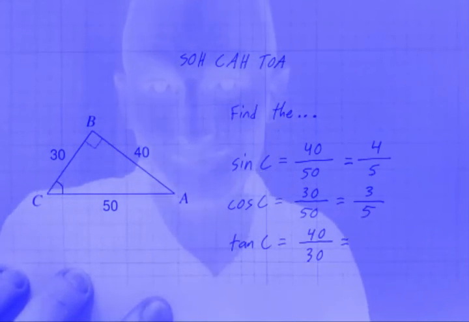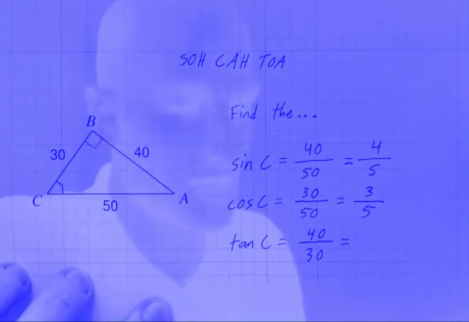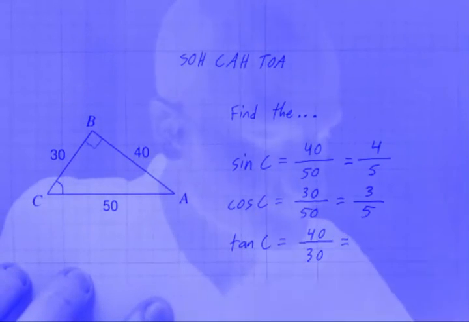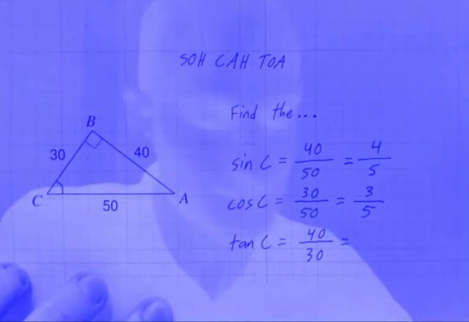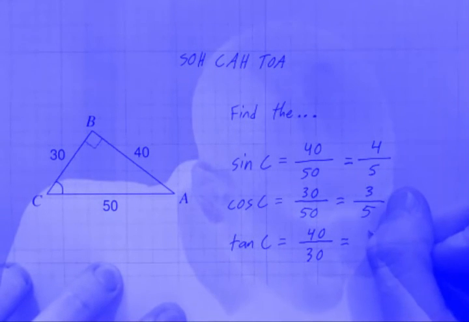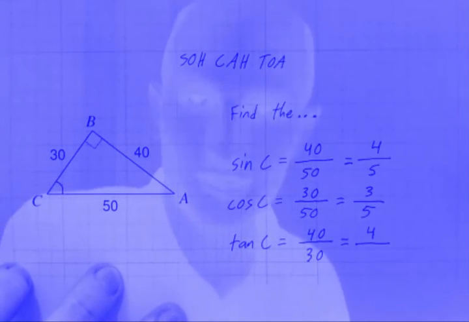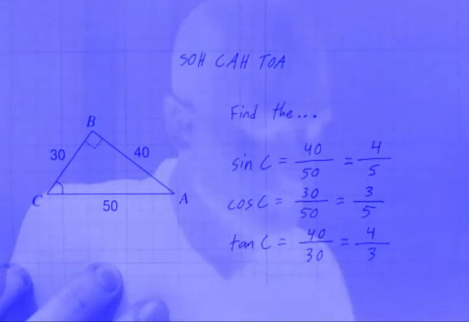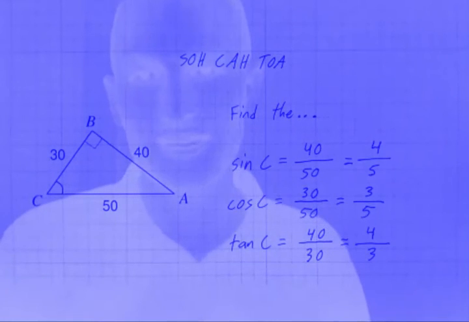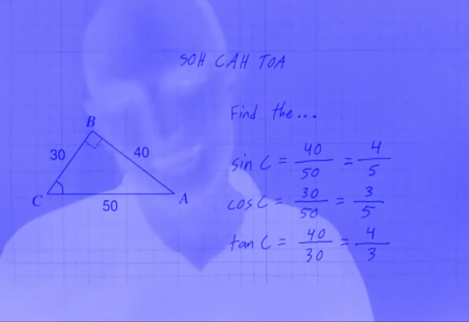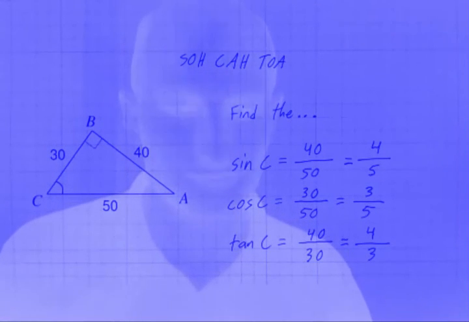Okay, so 40 divided by 30 cannot be simplified. Yes, it can. Divide by 10, divide by 10. 40 divided by 10 is 4. 30 divided by 10 is 3. Okay, and there's those three answers depending on if you want to find sine, cosine, or tangent.